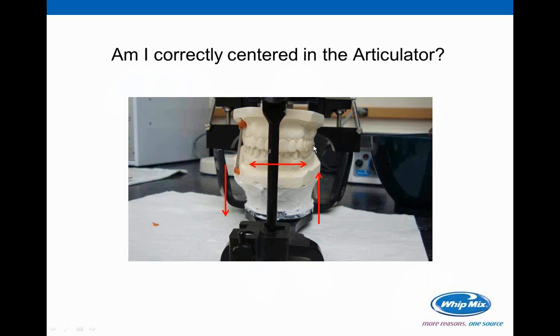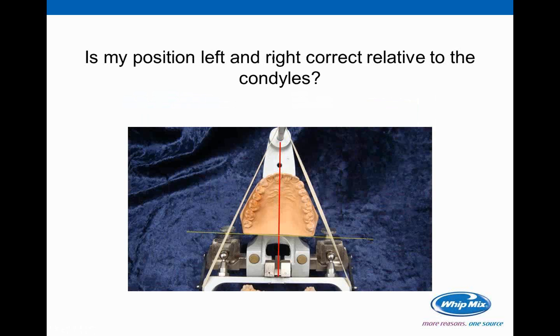So how is our plane of occlusion doing here? And it looks to me like in this particular mounting, it's a little bit canted downhill, and that can create problems later on. Now, how is my position left to right and relative to the condyles that we've got? We drew a couple of lines here, the first going right through the median line. Now, if you look here, we're a little bit off, aren't we, on this particular mounting? Didn't quite get centered up like we should.